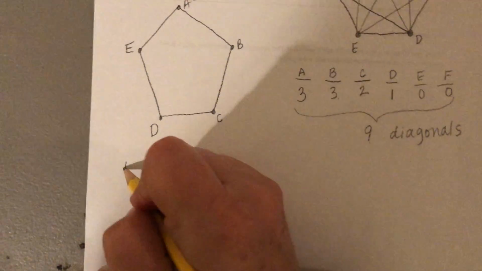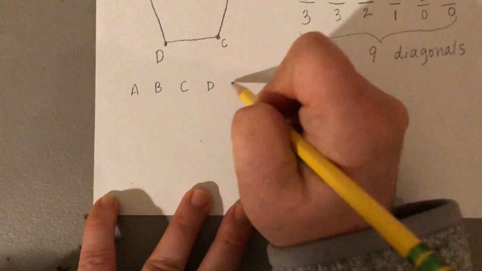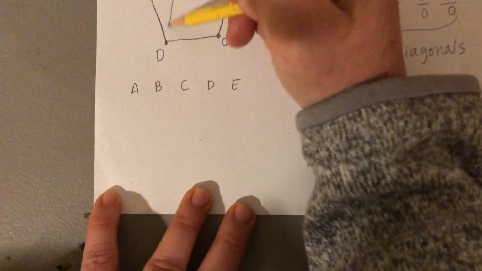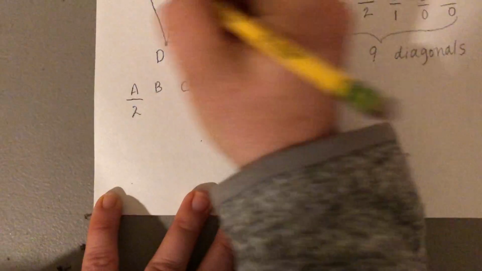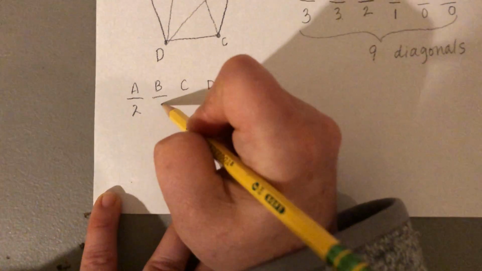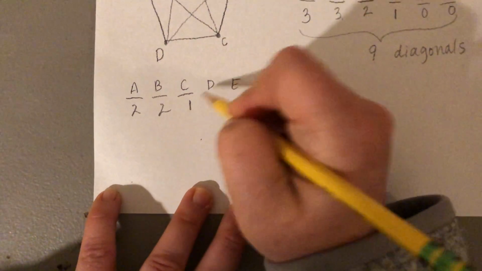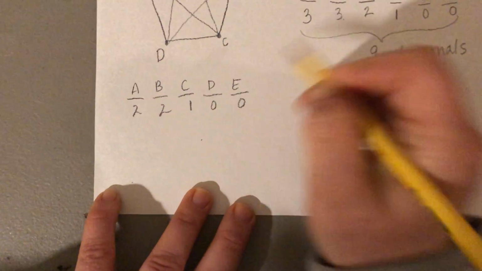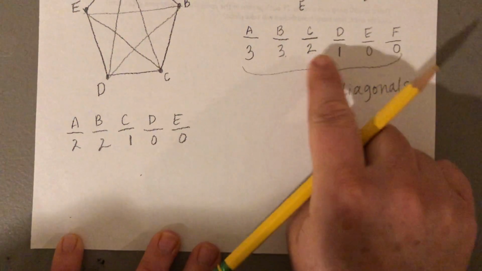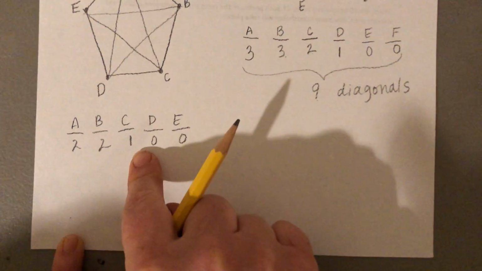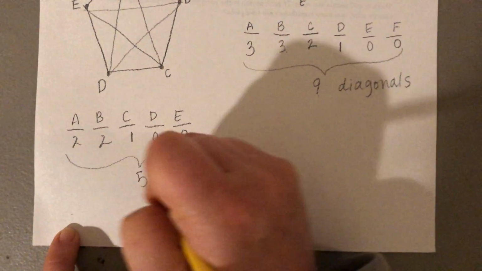Okay, so if I look at each of the vertices again, from A, I can draw 2. From B, I can draw 2. From C, I can draw 1. From D, 0, and from E, 0. Look at those patterns, how similar they are. 3, 3, 2, 1 and 2, 2, 1. It's very interesting. So you come out with 5 diagonals.